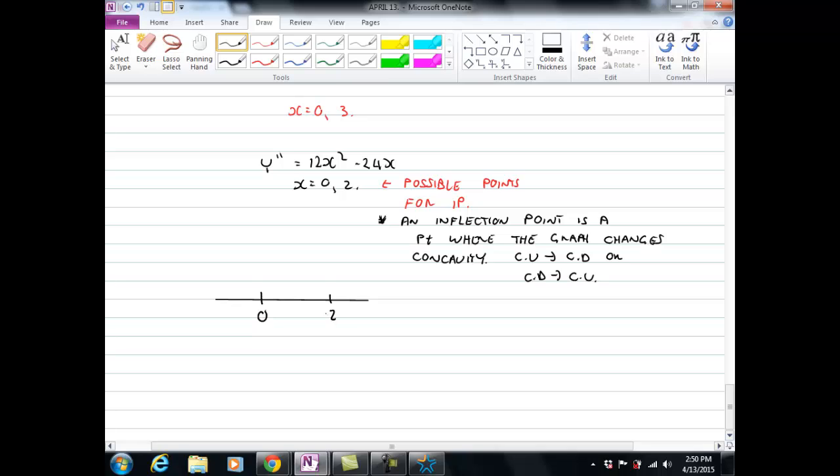So right off the bat, I'm going to test. Notice I'm going to use the second derivative this time. So I go 12 times -1 squared minus 24 times -1. If you did it correctly, you should get concave up. To show concavity up, I'm going to do a little u to show that the shape looks like that on that side. Okay. Then I'm going to do the next point between 0 and 2. Go ahead and do the next point for concavity, please.